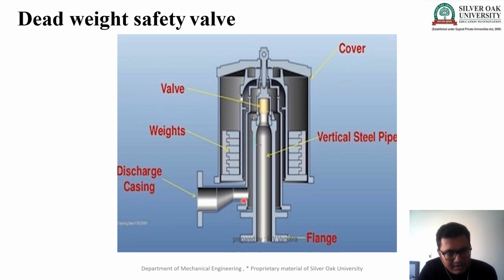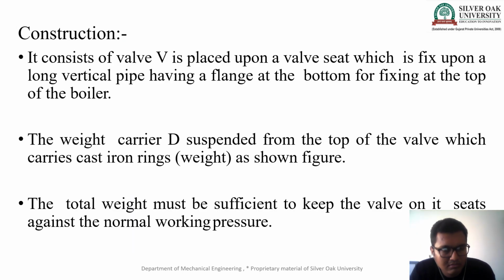These are the certain parts of the safety valve. This is the discharge casing, waste, valve, cover, vertical steel pipe, flange, and the main part is the dead weight. These are the dead weights. If I put two here, we need to put two here for equilibrium. Otherwise, it will get unbalanced. Due to balance, we have to put them on both sides.